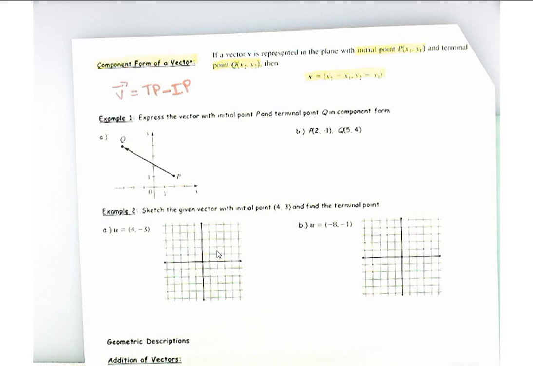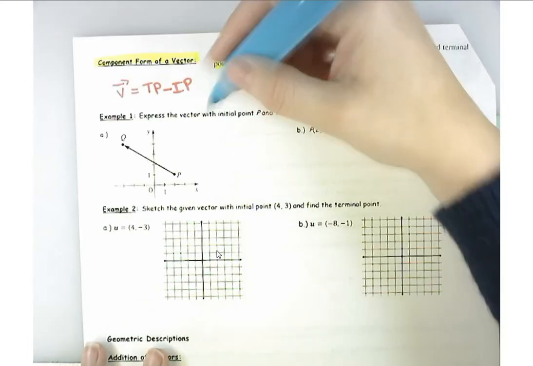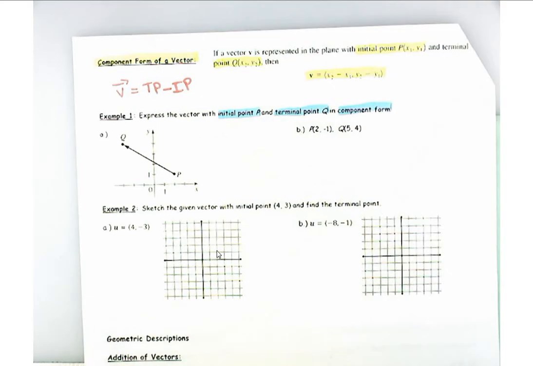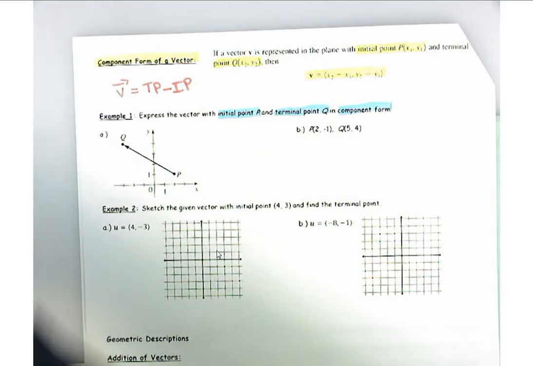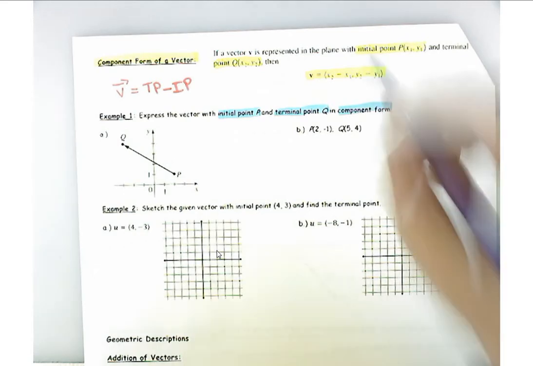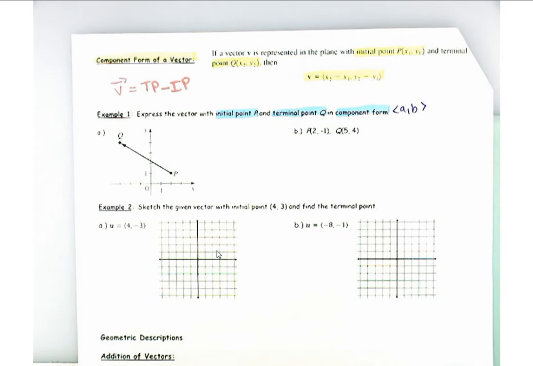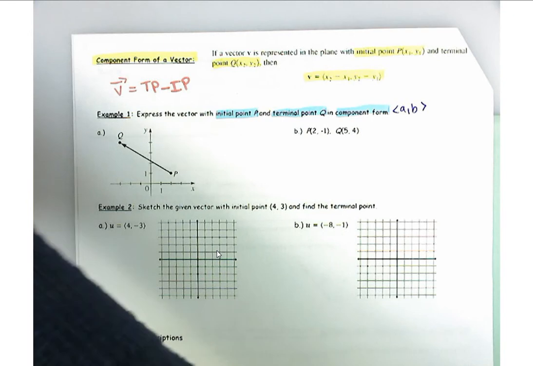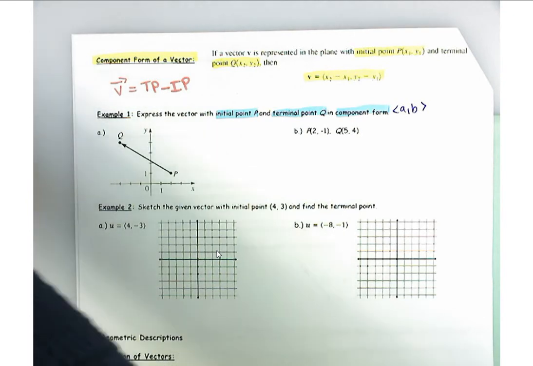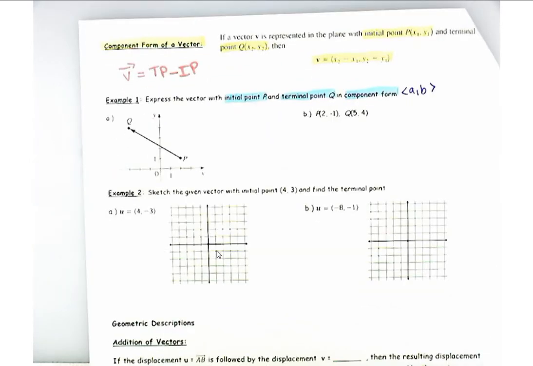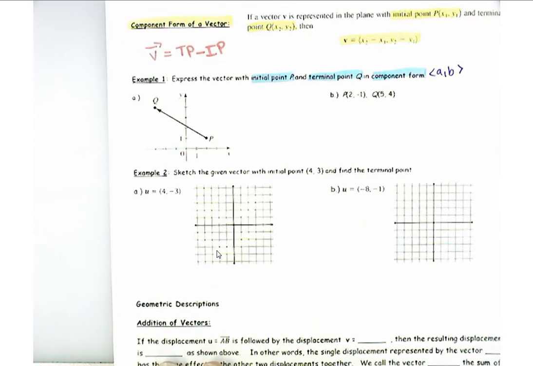So for example 1, you need to express the vector with an initial point P and terminal point Q in component form. And that just means in terms of a and b. So that's the vector that we're going to try to find. Now, there's a few different ways you can do that. You can use your equation, or this one is on the graph. So it's actually going to be very simple to count the horizontal distance and the vertical distance, right?